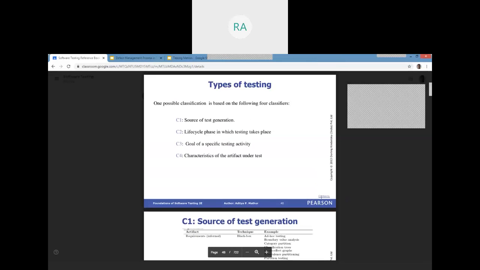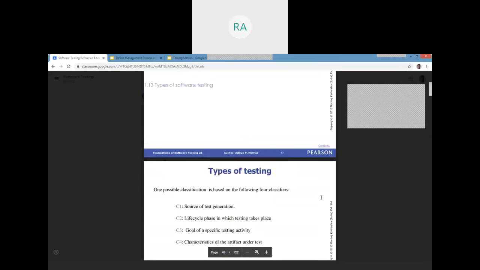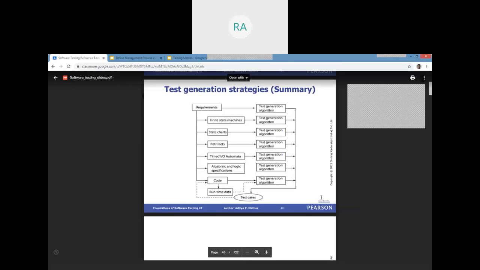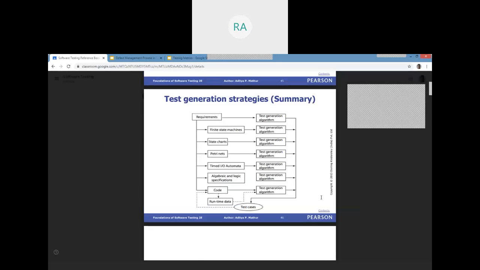Yesterday I was talking about the test generation strategies. Before beginning with them, we will re-look at the diagram again. I have already told you that for any type of test generation strategy, the initial point will be referring to your requirements document. Based on the requirements, you are going to decide upon the strategy in order to generate the test generation algorithm.